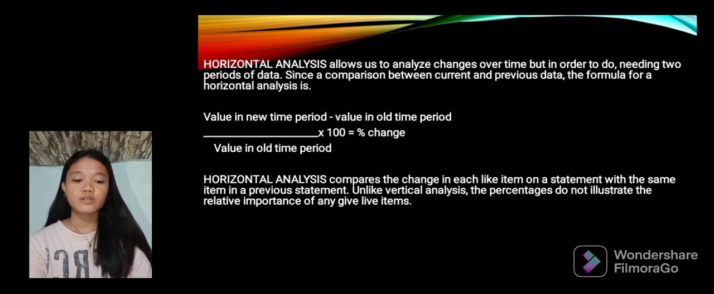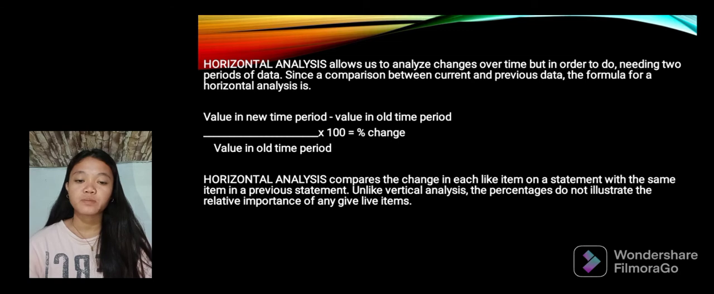Horizontal analysis allows us to analyze changes over time, but in order to do so, we need two periods of data. Since it is a comparison between current and previous data, the formula for a horizontal analysis is value in new time period minus value in old time period over value in old time period times 100 equals percent change. Horizontal analysis compares the change in each line item on a statement with the same item in a previous statement. Unlike vertical analysis, the percentages do not illustrate the relative importance of any given line item.